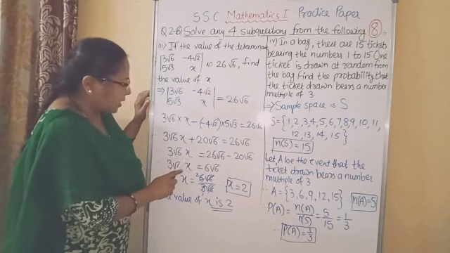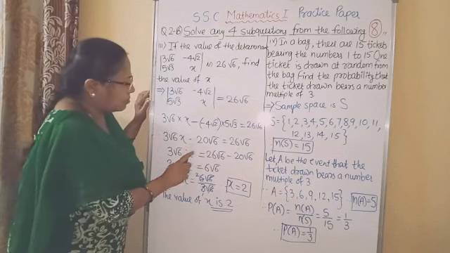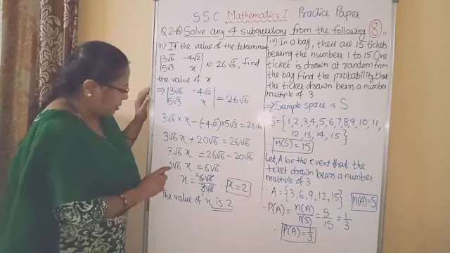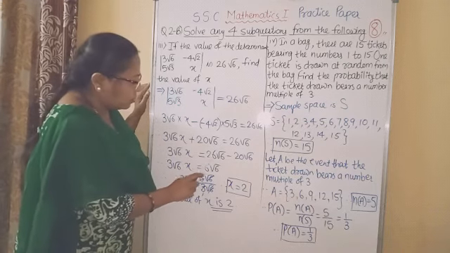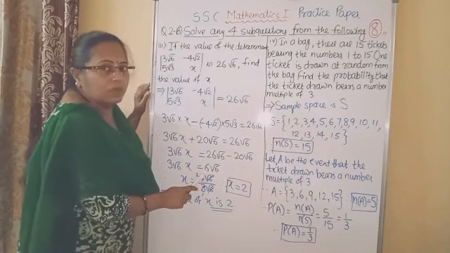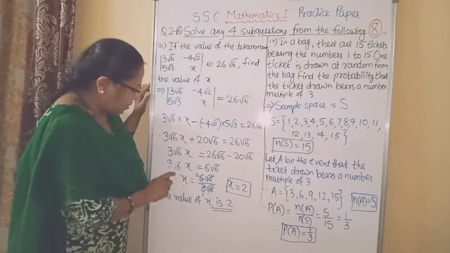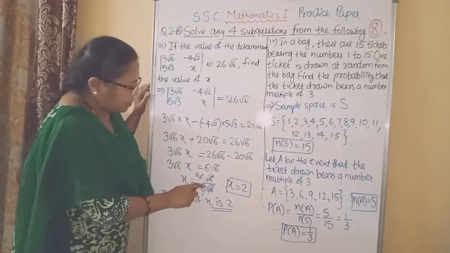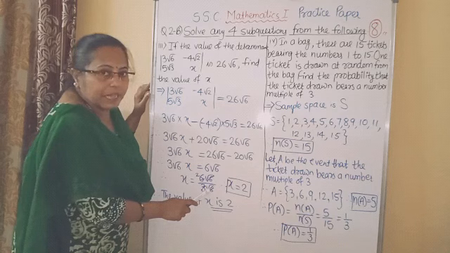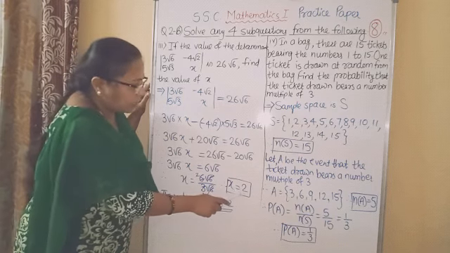So 3 root 6 x is equal to 26 root 6. Take this term here, so plus becomes minus 20 root 6. 3 root 6 x is equal to 26 root 6 minus 20 root 6, which is equal to 6 root 6. Therefore x is equal to 6 root 6 divided by 3 root 6; the 3 root 6 gets divided. Root 6 cancels. 3 ones are 3, 3 twos are 6. Therefore x is equal to 2.